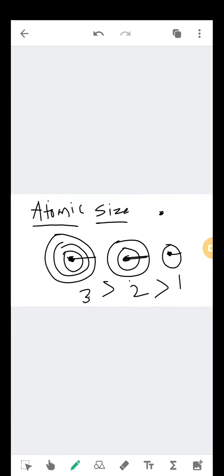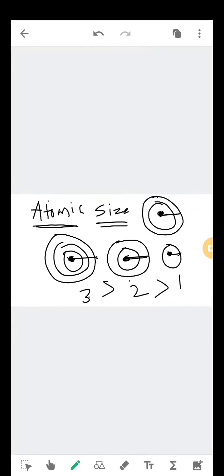Say suppose this is the nucleus. Okay, and suppose there are two shells. So from the nucleus to the outermost shell, the outermost shell will be the second shell. Why? Because there are two shells, so the outermost shell will be the second shell. If there is only one shell, the outermost shell will be the first shell. If there are three shells, the outermost shell will be the third shell. So the distance from the center of the nucleus to the outermost shell, that distance is called atomic size.